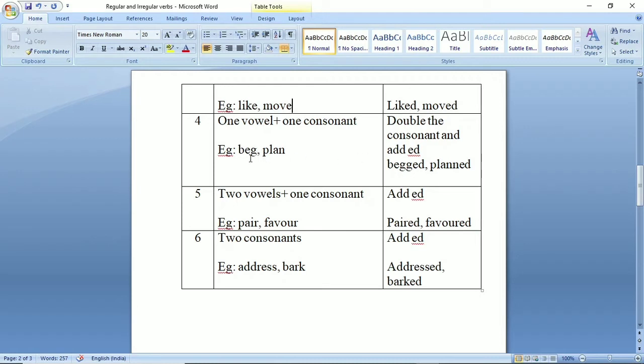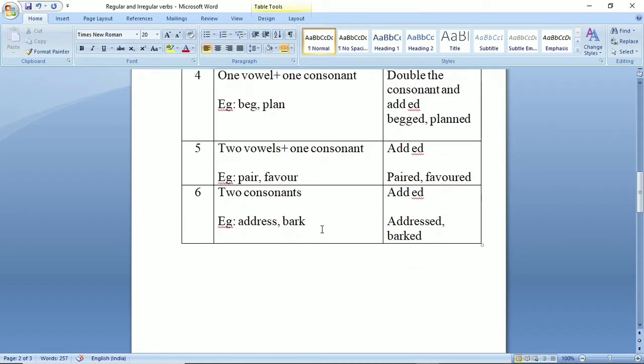See, bag becomes bagged and plan becomes planned. Here we have doubled the last alphabet, that is a consonant, in both examples. G is doubled, it has become bagged, and N is doubled, it has become planned. Now let us move to number 5.